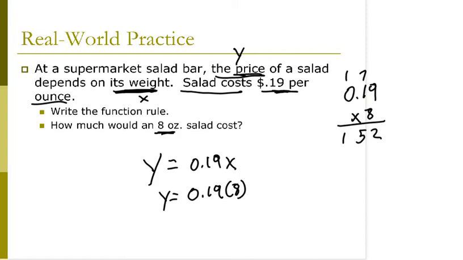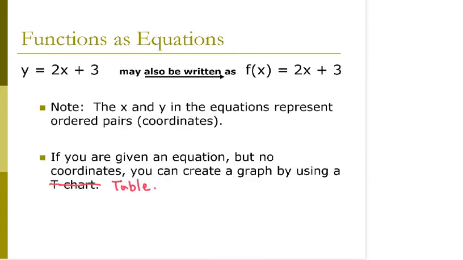Remember that a function rule is basically an equation. And just quickly, we want to remember that y and f of x mean the same thing. So if we have y equals 2x plus 3, it can also be written as f of x equals 2x plus 3. They mean exactly the same thing. Also, when we input a value of x and get back a value of y, these go together, so we can write them as an ordered pair.